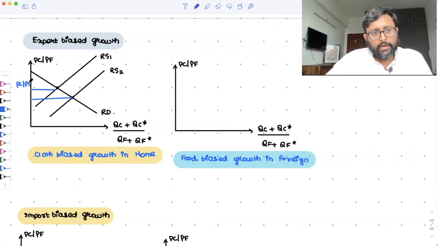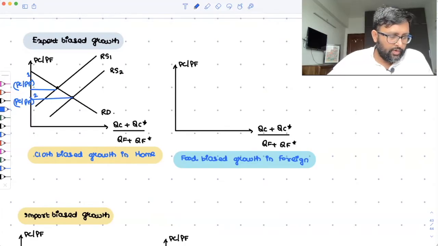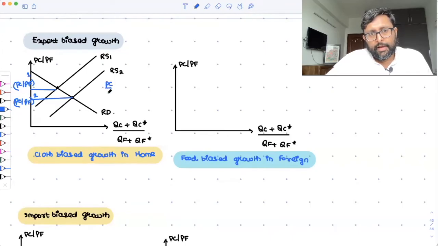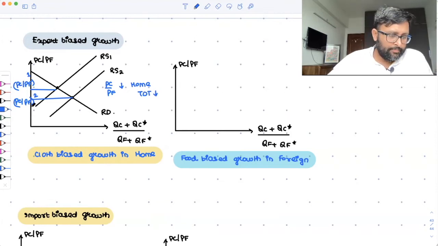So what happens is that the relative price is going to fall. Earlier the relative price was PC by PF 1. Now the relative price is PC by PF 2. Right? So when PC by PF has decreased, that is, the price of the export good upon the price of the import good in home country, this ratio has decreased. It means home terms of trade have decreased. In home, terms of trade has decreased. Okay.